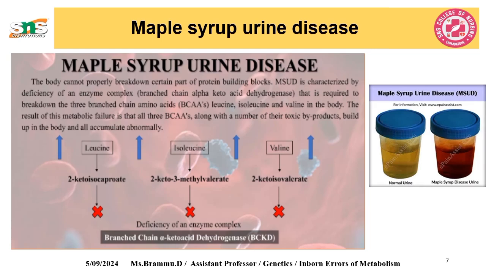The next disease we are going to discuss is maple syrup urine disease. The body cannot break down certain proteins, such as leucine and related keto acids. This metabolism changes, causing the urine to become dark brown, which we call maple syrup urine disease.